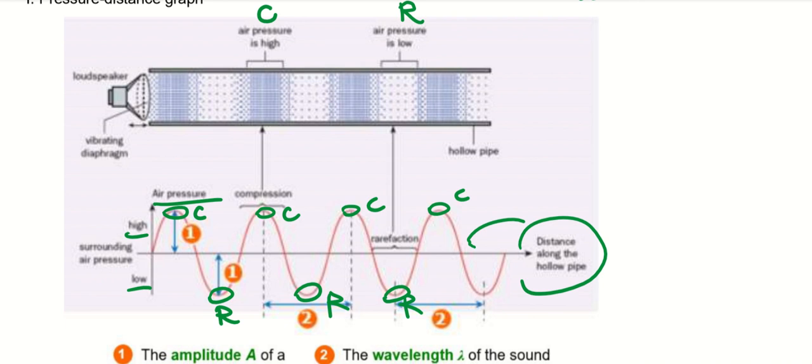Okay, and what does it mean? So from compression to compression, the horizontal distance is actually what we call the wavelength. Because sound is a kind of wave, so we also have wavelength. So compression to compression is wavelength. How about rarefaction and rarefaction? Assuming that the compression and rarefaction occur at the same frequency, I'm going to have the distance between rarefaction and rarefaction to be a wavelength.